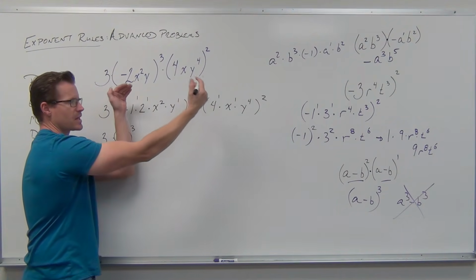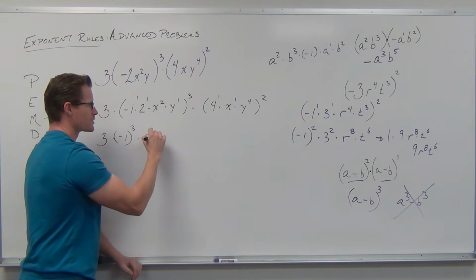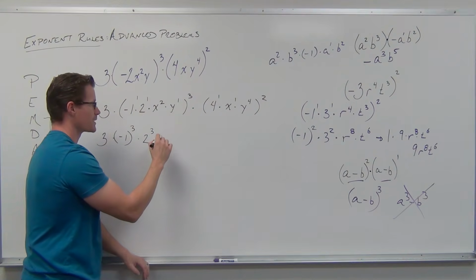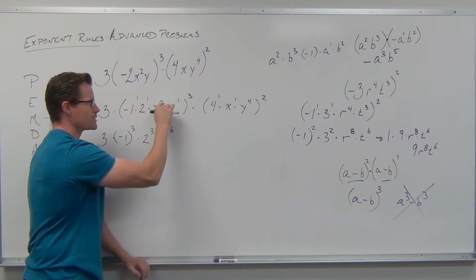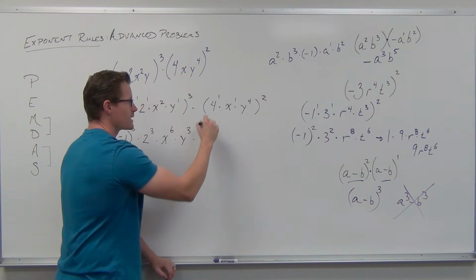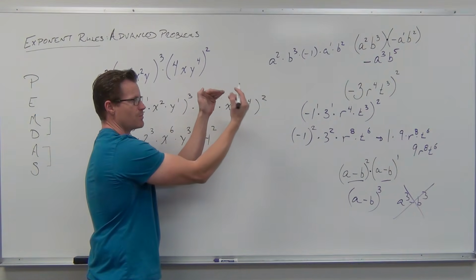I'm seeing exponents. I'm going to multiply those exponents together. 1 times 3 is also 3 for that 2. I'm seeing exponents, so I'm going to multiply those exponents. X to the 6th power, 2 times 3 is 6. Y to the 3rd power, 1 times 3 is 3. Next we have 4 to the 2nd power. Cool, I'm seeing exponents. I'm going to multiply.